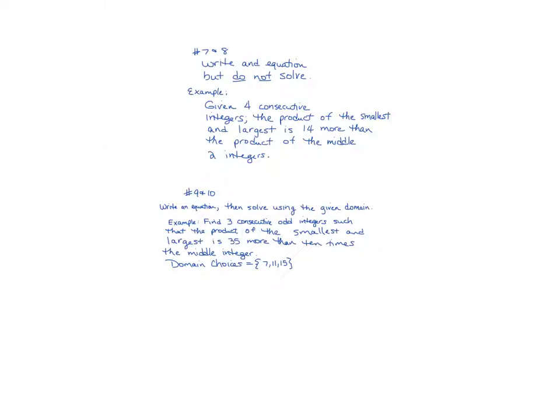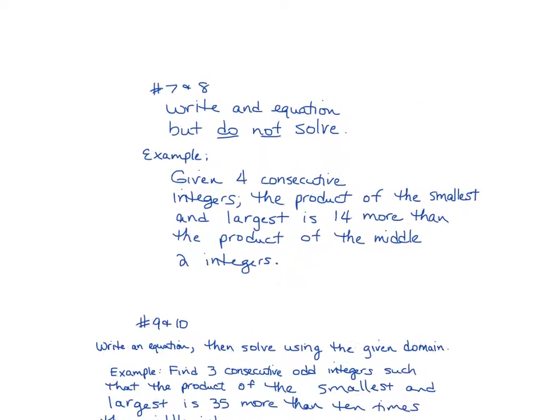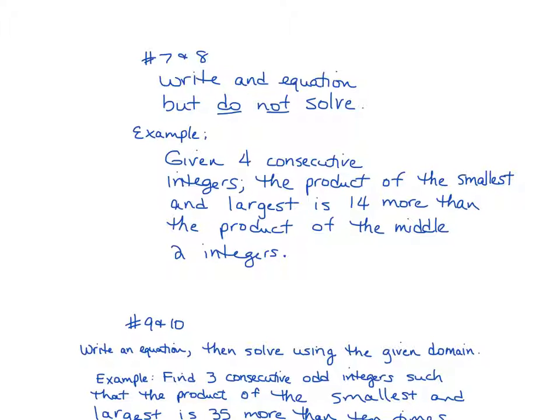7 and 8 are going to be just like the quiz, where you're going to be given a word problem. On 7 and 8, you're going to write an equation, but you're not going to solve it, just like you did on the quiz. Then 9 and 10, we're going to write an equation and solve it using a given domain.